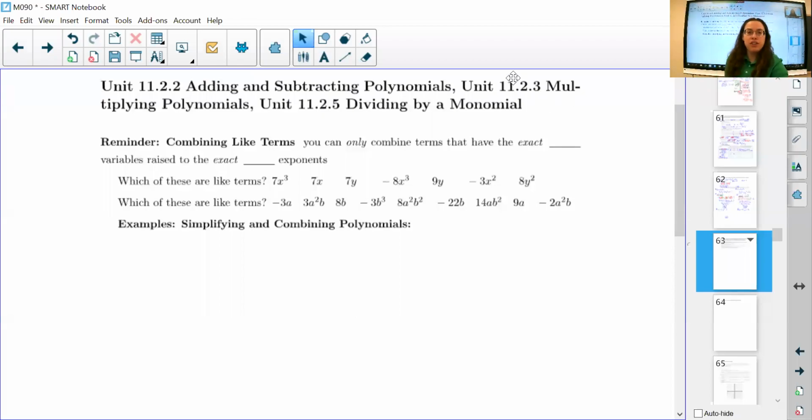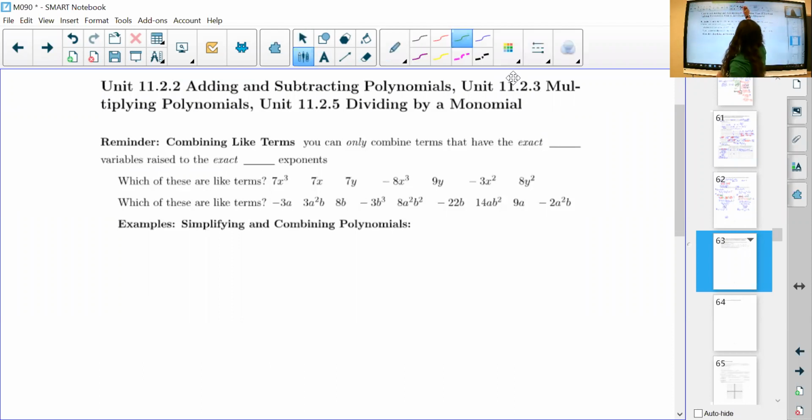Page 63, operations on polynomials. Start by reminding ourselves about like terms. We can combine like terms if they have the exact same variables raised to the exact same exponents. So which of these are like terms?